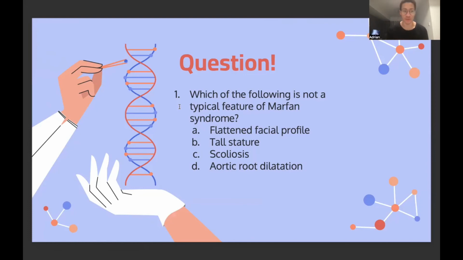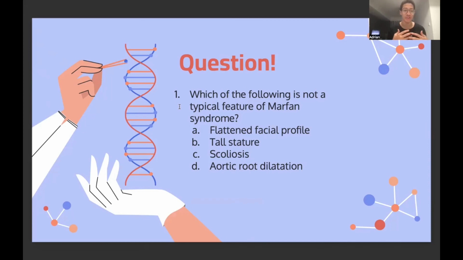People with Marfan syndrome are usually tall and thin with unusually long arms, legs, fingers, and toes. The damage caused by Marfan syndrome can be mild or severe, as we've talked about in this presentation. If your aorta, the large blood vessel that carries blood from your heart to the rest of your body, is affected, the condition can become life-threatening. From what I just talked about, that rules out B and D.